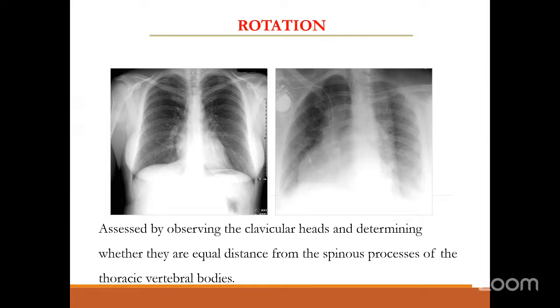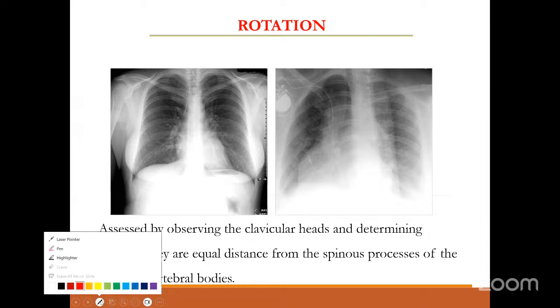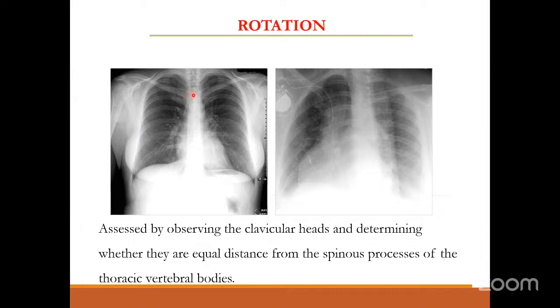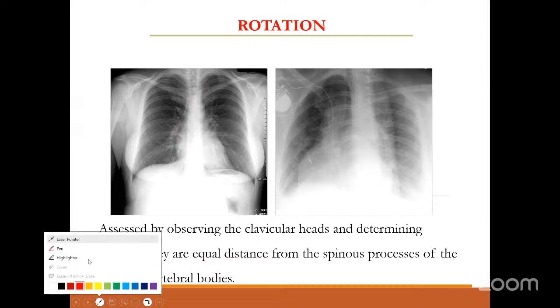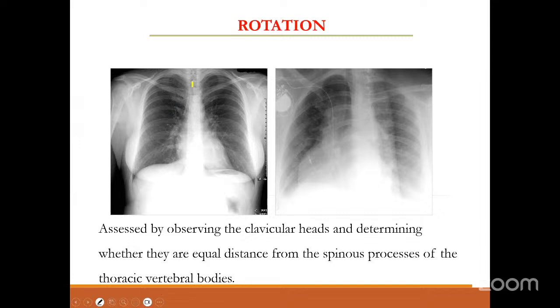When you see both the clavicular ends close to the midline, or equidistant to the central spinous process, as you can see, I don't know if you're able to see my mouse pointer. Yeah, if you can see now, these are the spinous processes. So when you see both the medial ends of clavicles being equidistant to the mid-central spinous process, that means we have a properly aligned, non-rotated film.